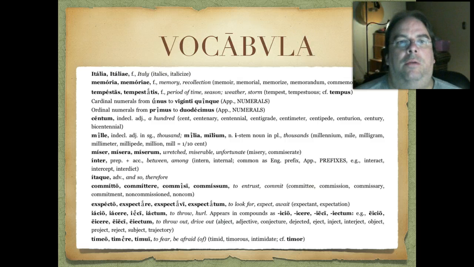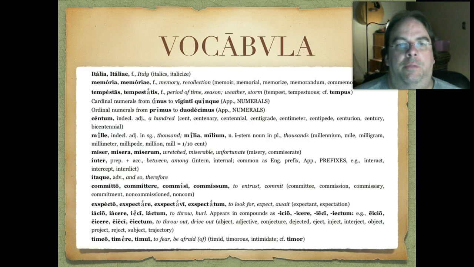So look at some vocabulary. Italia, Italiae, means the peninsula of Italy. Italy's not really a unified country until sometime around the 1800s, but they did consider the peninsula Italy. Memoria, memoriae, memory or recollection. Tempestas, tempestatis. That can mean a period of time or season, but it can also mean a storm, like a tempest at sea.